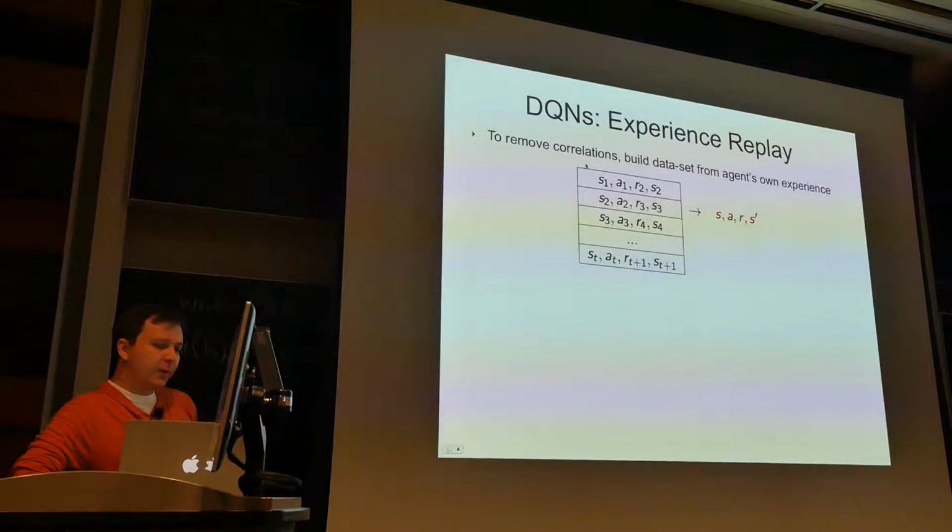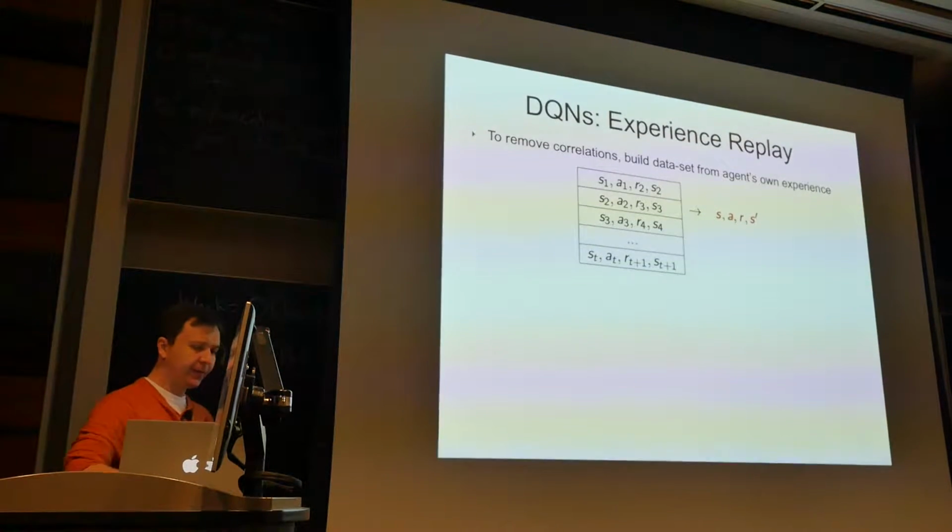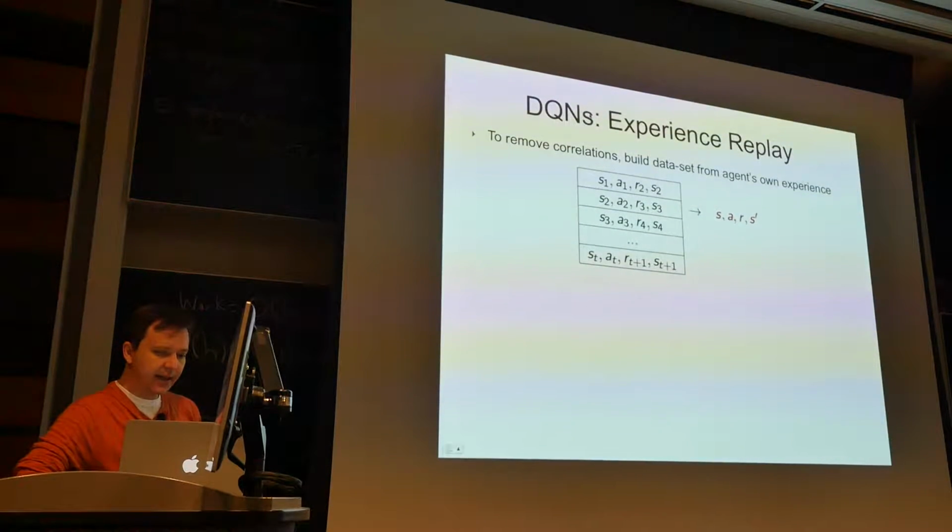One of the ways of removing the correlations would be to do experience replay. Imagine that you run the system forward, right? You start in state S1, you take action 1, you get the reward, you get to state 2. Then again, you take an action, you get the reward, state 3. In state 3, you take an action, you get the reward, you get to state 4. Obviously, these samples are going to be correlated, right?